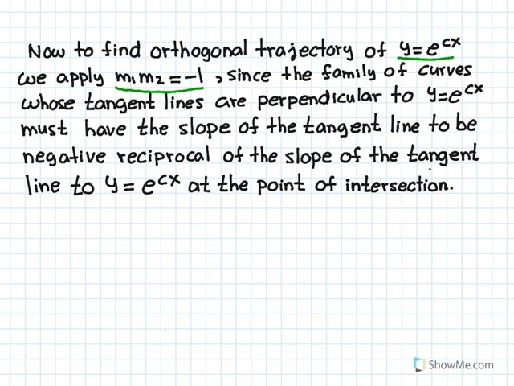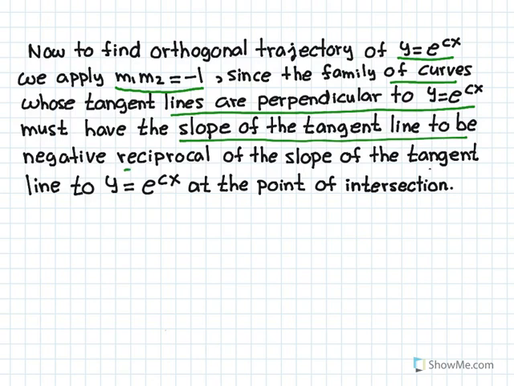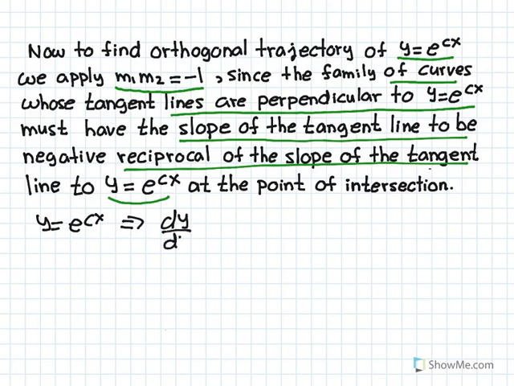m1 m2 is equal to minus 1. Since the family of curves whose tangent lines are perpendicular to y equals e to the cx must have the slope of the tangent line be the negative reciprocal of the slope of the tangent line to the exponential function y equals e to the cx at the point of intersection. So what we have is y equals e to the cx, and dy/dx. We differentiated this and solved for the differential equation that is satisfied by this exponential function. This is equal to y over x log y.